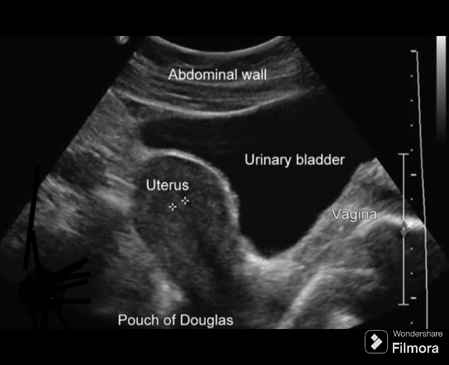This is another picture of the urinary bladder. Behind the urinary bladder, there is a normal uterus and vagina. This is a normal picture of the uterus. Look at this picture carefully so you can diagnose on ultrasound clearly.